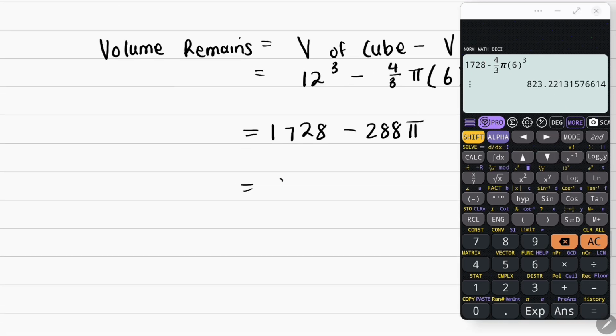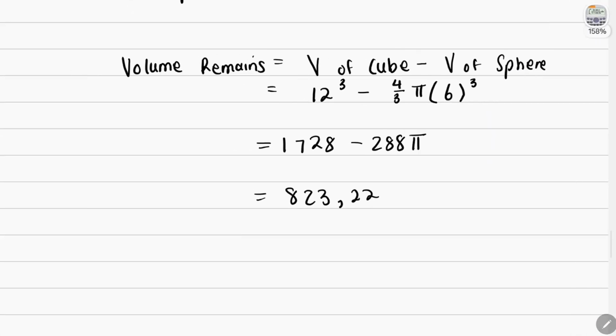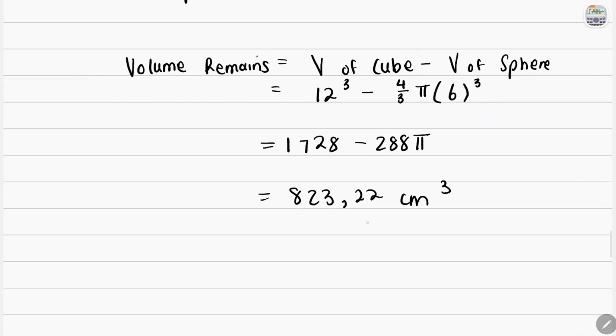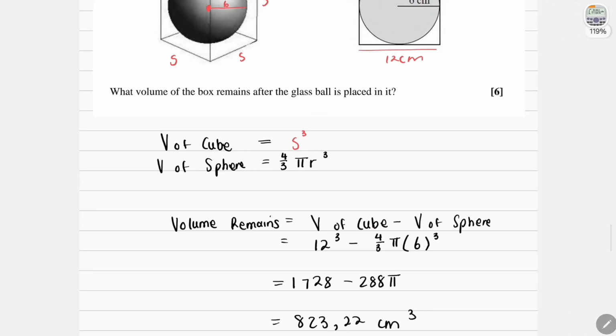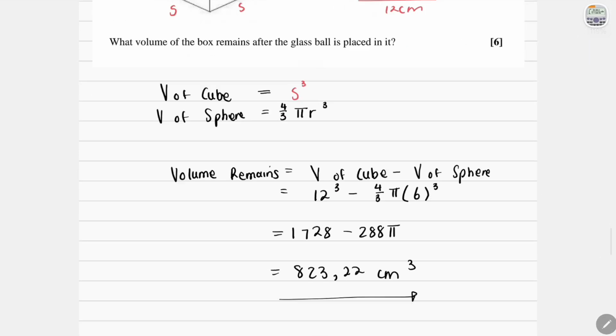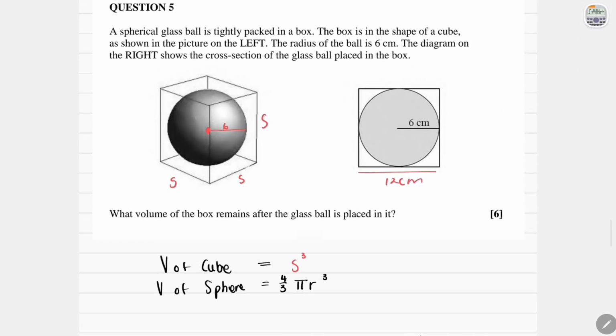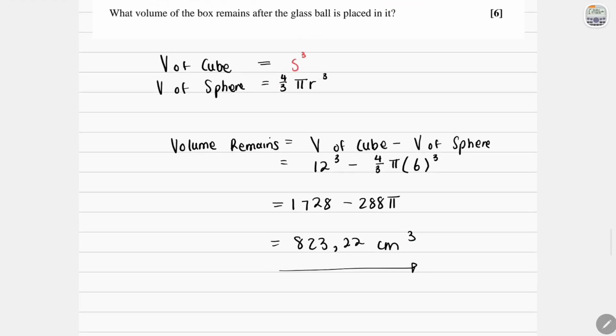And our final answer is 823.22. And this is volume, so it is in centimeters cubed, because they already told us these are in centimeters. So that is our answer. And that is it for question 5.